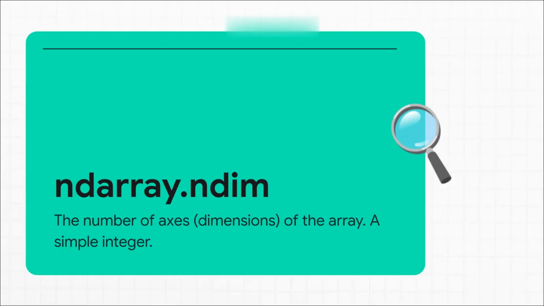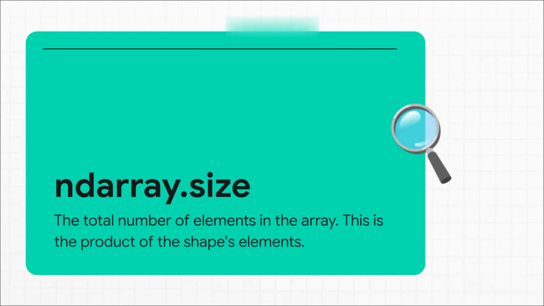First up, ndim. This is just a simple number that tells you how many dimensions your array has. NumPy likes to call them axes. So if you've got a flat list of numbers, your ndim is 1. If it looks like a table with rows and columns, ndim is 2. A stack of those tables, yep, that's 3. Super simple.